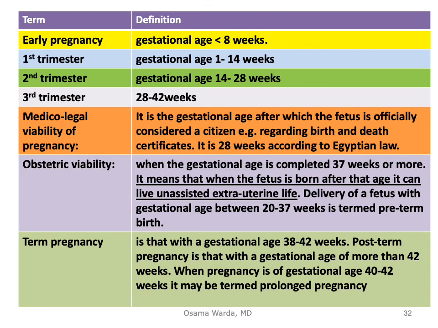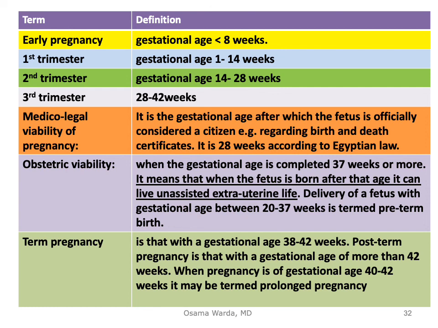Here we should mention, this is a place to mention these terms. Early pregnancy means gestational age less than 8 weeks. First trimester is from 1 to 14 weeks. Second from 14 to 28 weeks. And third from 28 to 42 weeks. Medical legal viability is a legal term. It is of no medical importance. It is in the Egyptian law 28 weeks. Differs in other countries and in other laws.